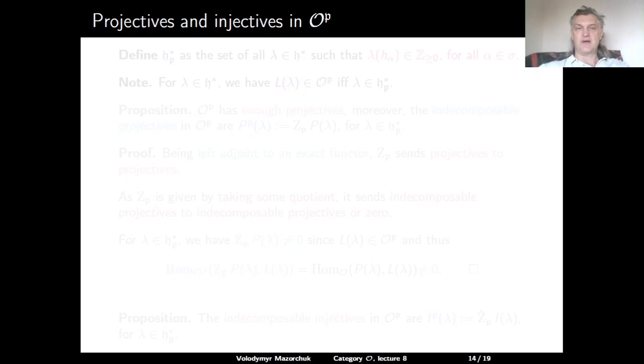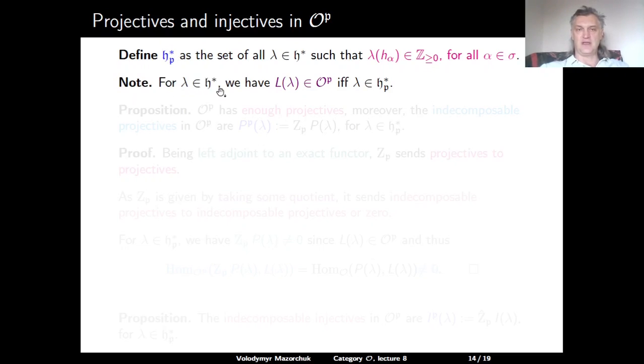So now using these functors, we can consider projective and injective modules in OP. So let's, for simplicity, denote by HP star the set of all weights lambda in H star such that the evaluation of lambda at h alpha is a non-negative integer for any alpha in sigma. This is exactly the set of all weights for which the corresponding simple highest weight module belongs to OP. So for lambda in H star, L lambda belongs to OP if and only if lambda is in HP star.